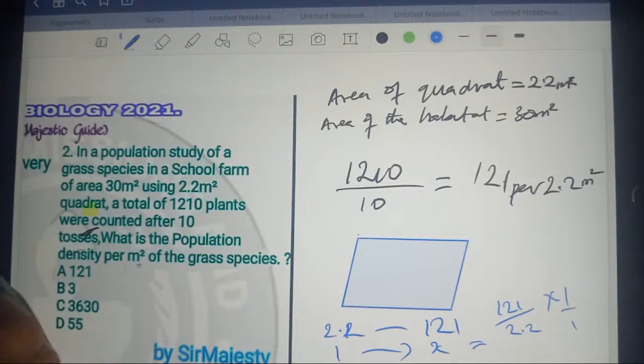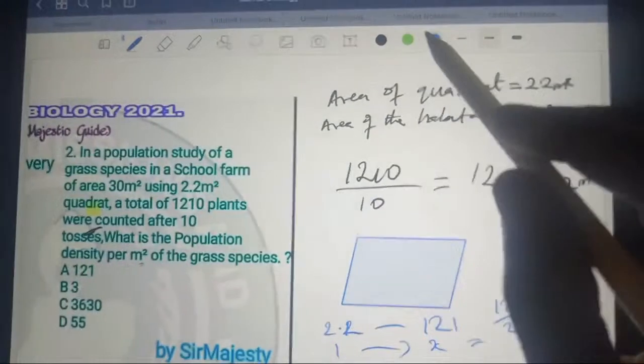Okay, 121 divided by 2.2, we have 55. That's option D, the answer. So the correct answer is 55. This shows that we are not going to use this.